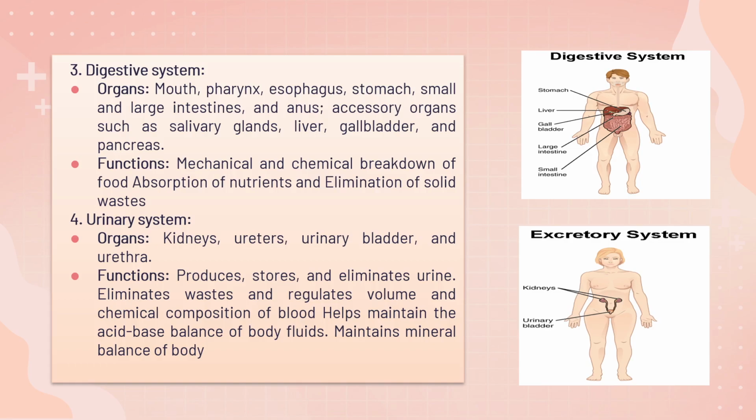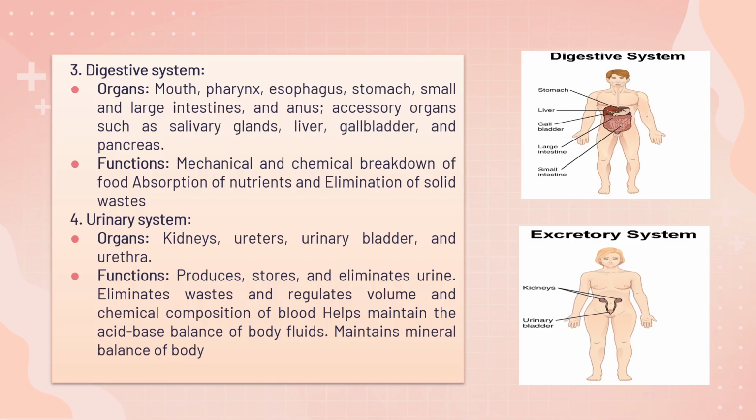Okay, then urinary system. Now what are the organs of the urinary system? Kidney, ureter, then urinary bladder and urethra. These are the organs of the urinary system, and what they do is produce, store and eliminate the urine.